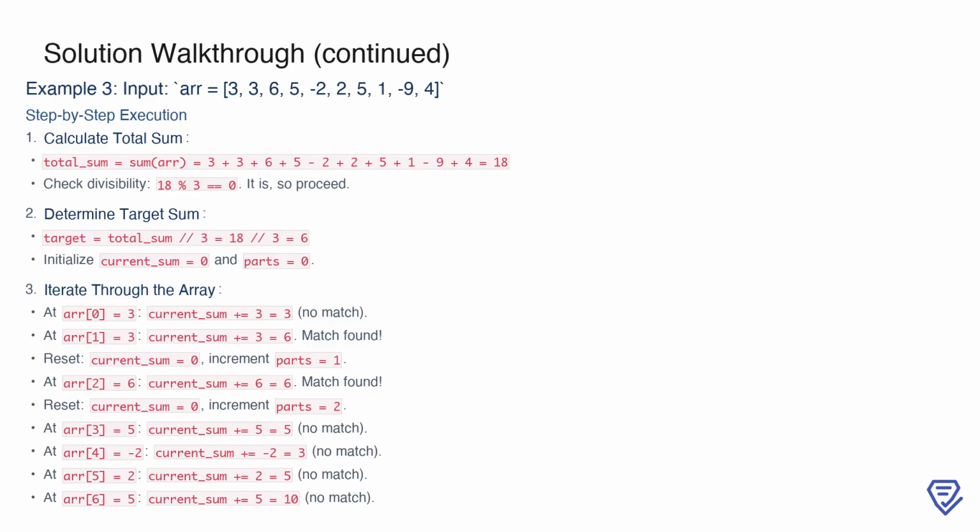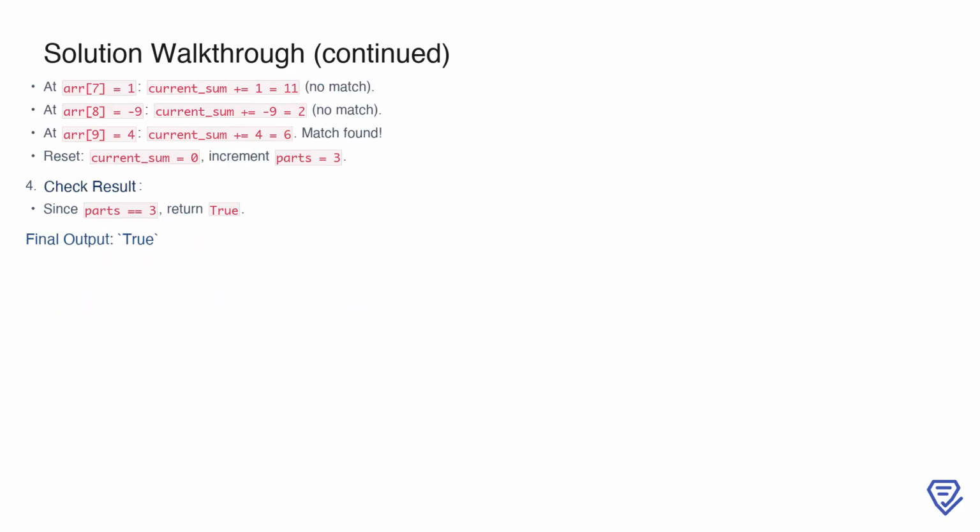We then proceed to the subsequent elements, adding them to current_sum. For example, at index 3, the running sum is 5, and at index 4, it becomes 3, which do not match the target yet. As we continue iterating through the array, the running sum does not reach the target of 6 for several elements, including ARR[5] equals 2 and ARR[6] equals 5.